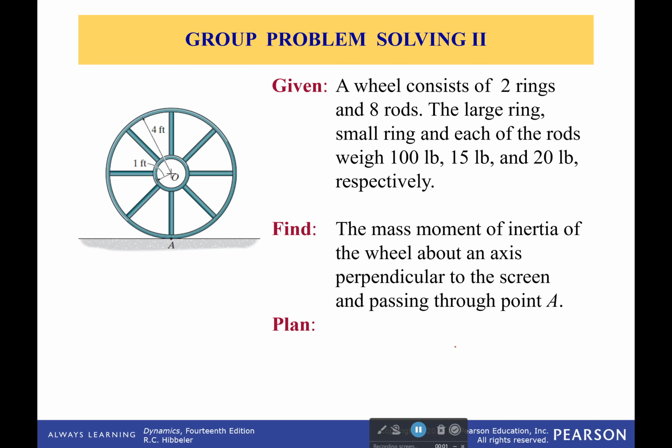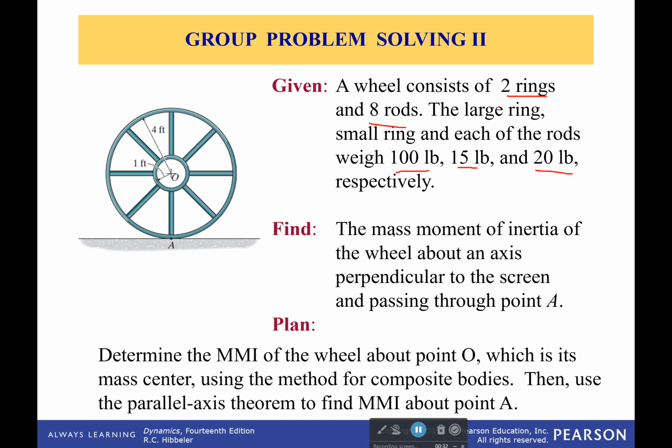Now here's a bit of a harder problem to go through, but I think we can do it. Let's try it out together. So what do we have here? Well, we have a wheel, and it consists of 2 rings and 8 rods. The large ring and small ring, and each of the rods weigh 100 pounds for the large ring, 15 pounds for the small ring, and 20 pounds each for the rods. We want to find the mass moment of inertia of the wheel about an axis perpendicular to the screen and passing through point A. So how do we do this?